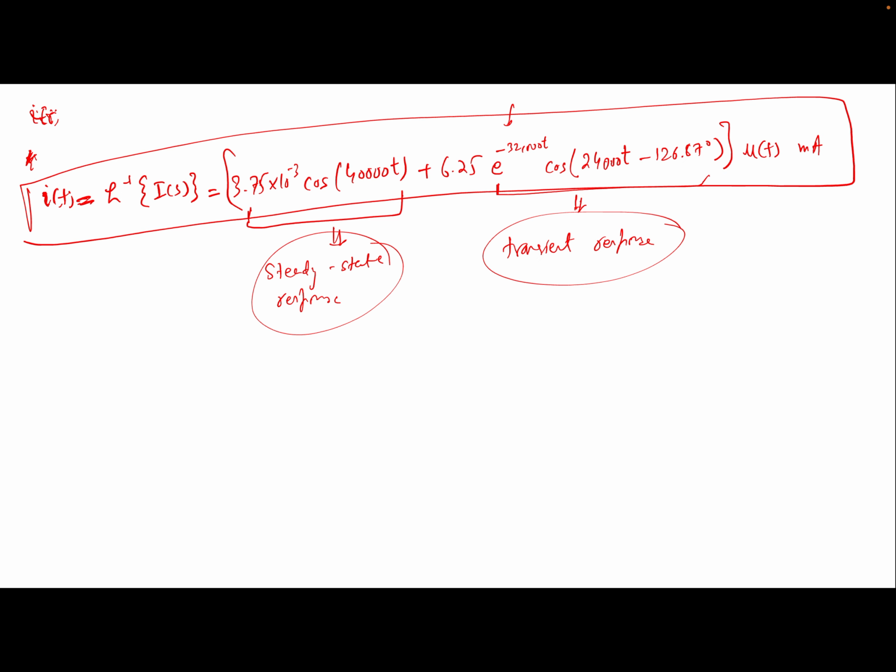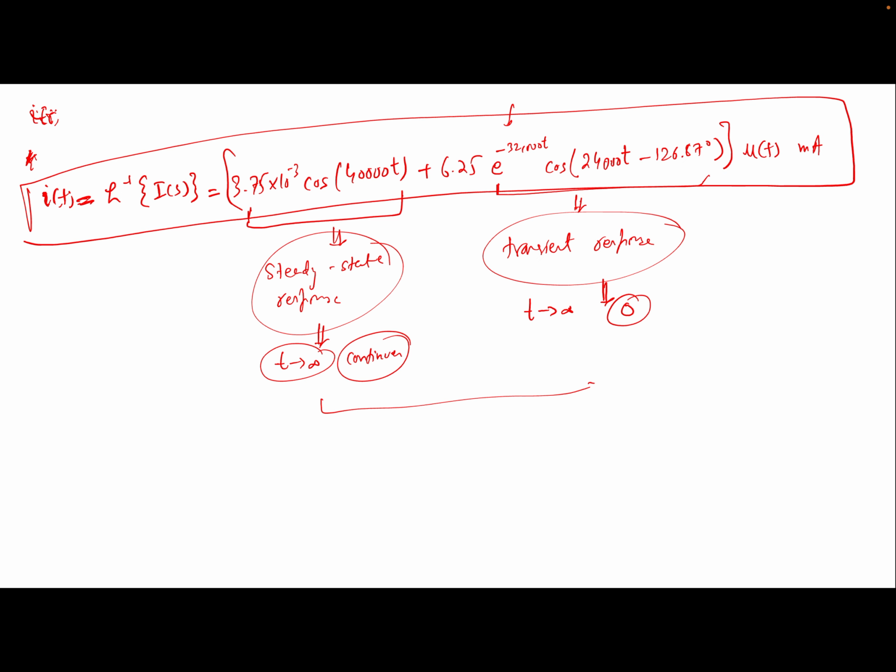Because of this exponent, at t equal to infinity, this is going to make this entire second term, the transient response, 0. But the term 3.75 times 10 to the minus 3 cosine of 40,000 t is going to continue on and on and on. At t equal to infinity, the transient response goes down to 0, but this continues, and that is why your function doesn't decay.